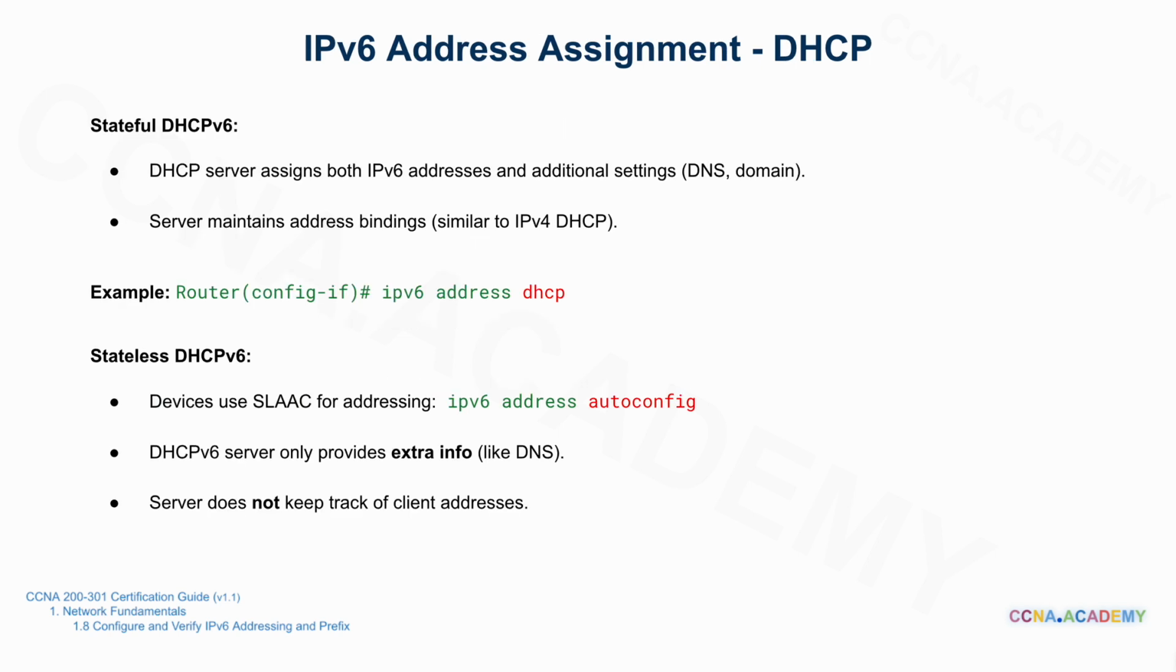With stateful DHCPv6, the server assigns both the IPv6 address and extra details like DNS and domain information, keeping a record of the clients. The command for stateful DHCP is ipv6 address dhcp. In stateless mode, the device builds its address using SLAAC and only asks DHCP for extra info.